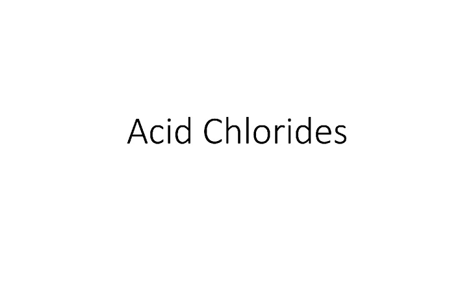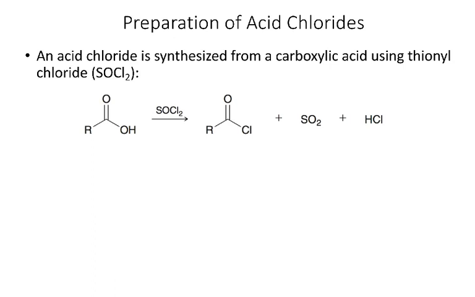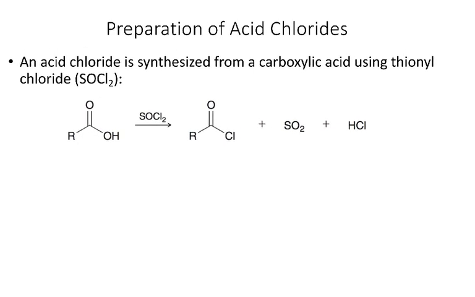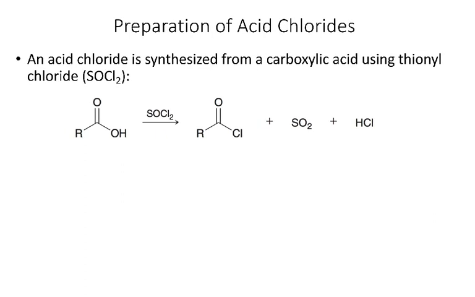All right, for each of the next couple of videos, we're going to take another carboxylic acid derivative and explore it in a little bit more detail. And so this video is going to be dedicated to the preparation and reactions of acid chlorides. So generally, acid chlorides are synthesized from the corresponding carboxylic acid by reacting it with thionyl chloride. Thionyl chloride being this SOCl2.